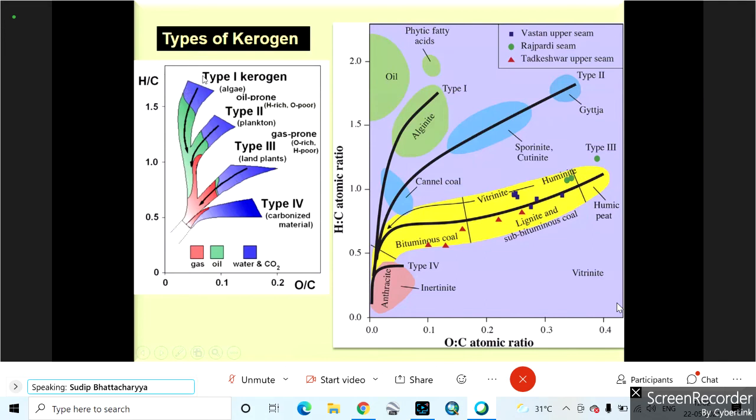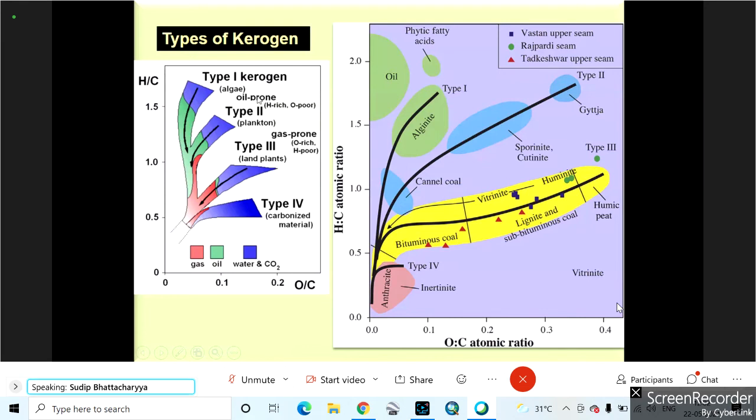This is type 1, very high H by C ratio and very low O by C ratio. Type 2, somewhat less H by C and medium O by C. Type 3, the H by C is medium and O by C is high, and type 4, the H by C is minimum over there. So four types of kerogens. This is coming from the algal part.